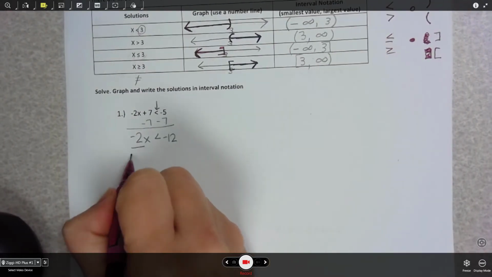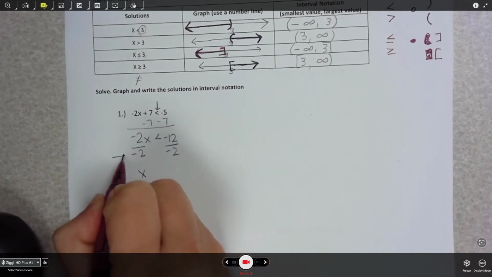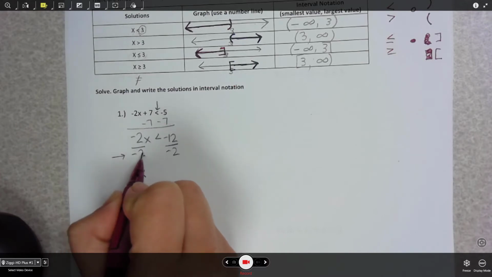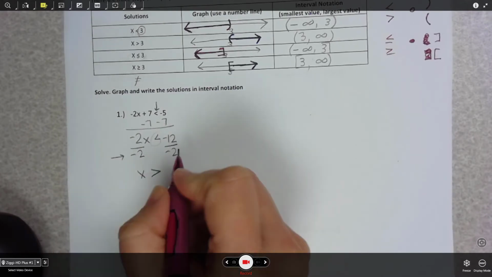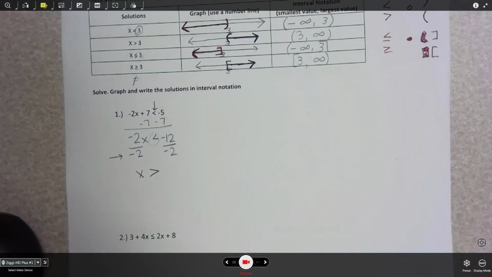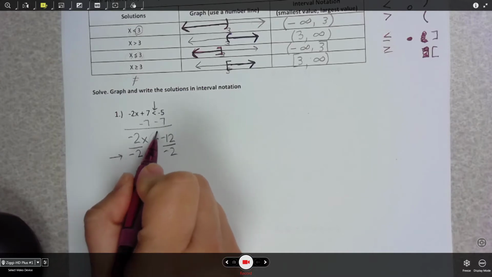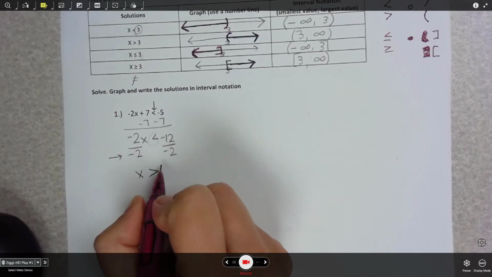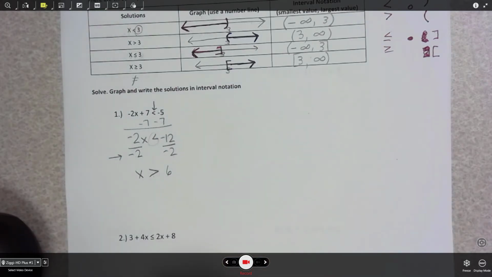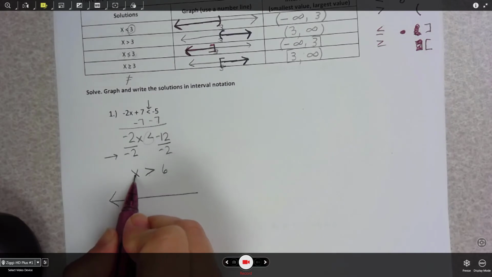I'm then going to divide by negative 2. At this point, what I'm dividing by is a negative. So that means instead of less than, I will now have greater than. When you divide by a negative, you reverse the inequality symbol. It's less than, I'm going to change it to greater than. Negative 12 divided by negative 2 is 6. So what this says is that x can be any value greater than 6.